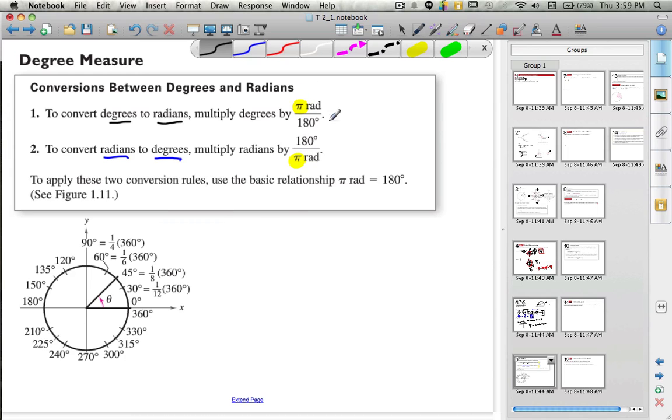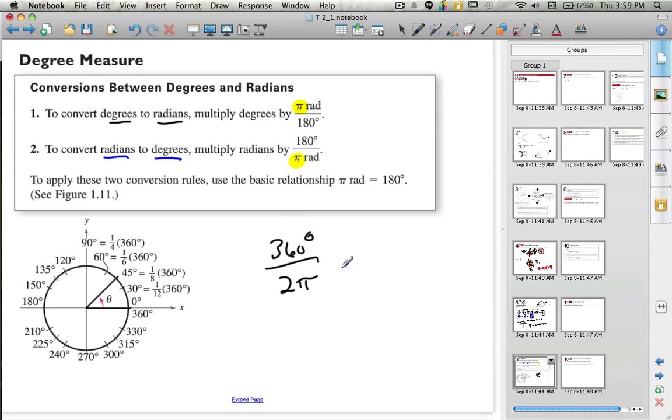Okay, and these aren't mysterious in terms of where these come from. Remember, one full trip around the circle is 360 degrees, and the corresponding measurement in radians is 2 pi. And when I simplify, I get 180 degrees over pi. And if I invert that, I get pi over 180.